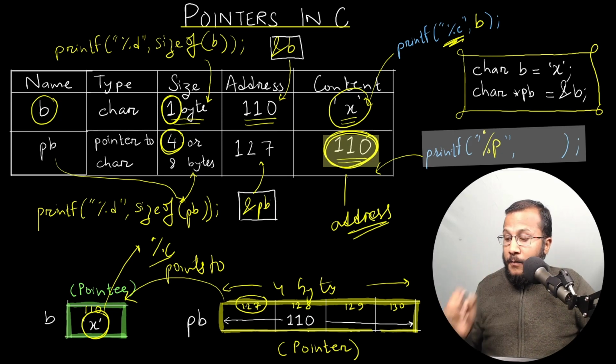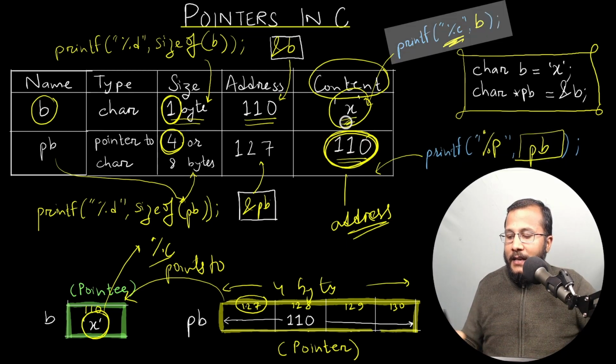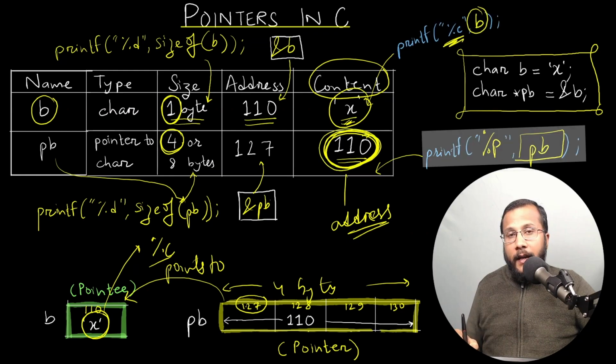Okay, so I write %P and then here what do I provide? I have to provide the name of the variable. What is the name of the variable? PB. So whenever you are going to display the content of a variable, just provide the name of the variable. In this case, to display X, I just provide the name of the variable B. Similarly, here I'd like to display 110, which is the content of this pointer variable, right? So to do that, I'll just write the format specifier %P and the name of the variable PB. So it will display 110.